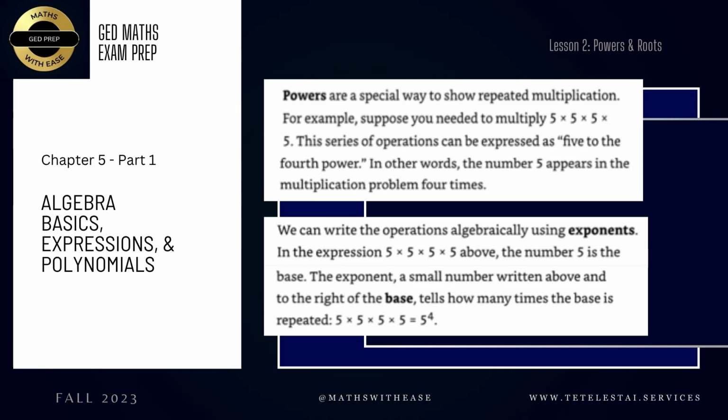The exponent, a small number written above and to the right of the base, tells you how many times the base is being repeated. So here's our small number written above and to the right of the base, and it's just telling us how many times the base is being multiplied by itself. In this case, 5 is being multiplied by itself 4 times.